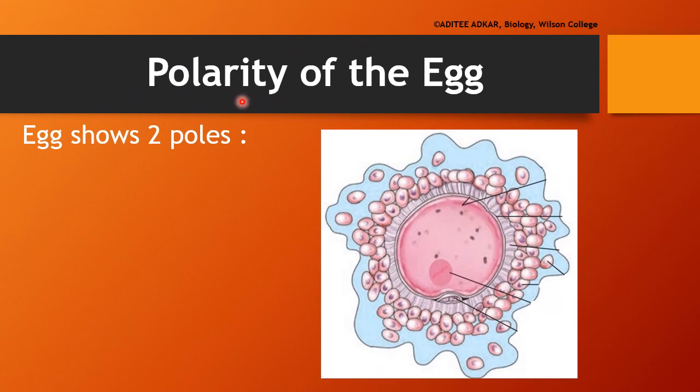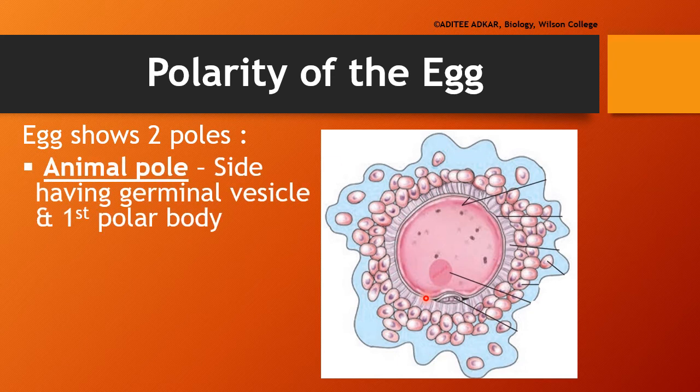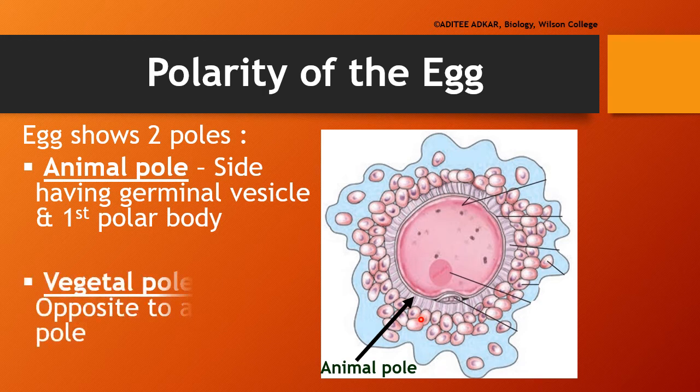The ovum or the egg shows polarity. That is, we can make out two different poles or two different sides here. Look at this side where the nucleus, that is germinal vesicle, and the first polar body are present. This side is known as the animal pole, and the side exactly opposite to this side is known as the vegetal pole. This is the polarity of the ovum.